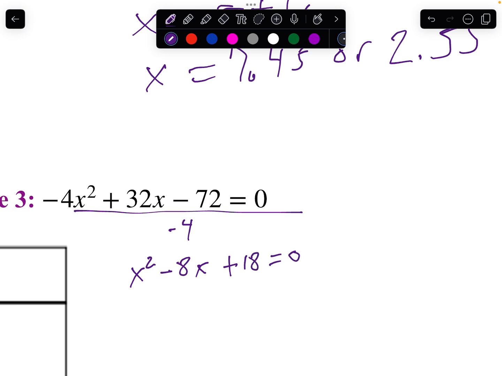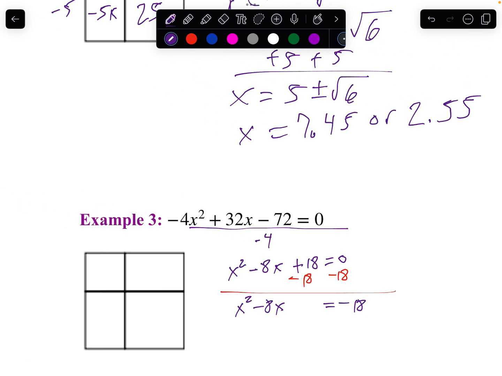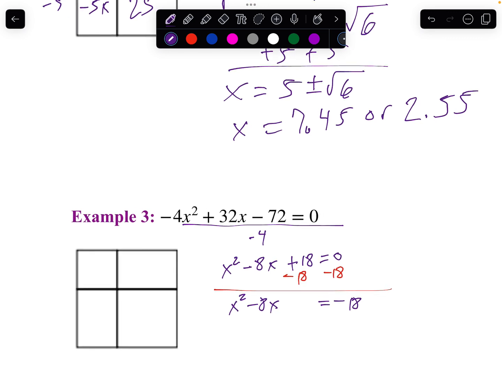Now I'll do the same thing that we did in the previous problem. First off, we'll subtract 18 from both sides. So we'll get x squared minus 8x, leave a blank, equals negative 18. Then I'll complete the square, so I have x squared. Half of negative 8 is negative 4x, negative 4x, and I'll get 16 then, won't I? So I'll add 16 to both sides.